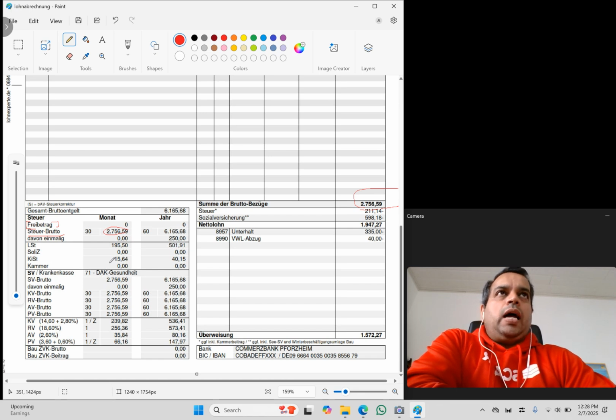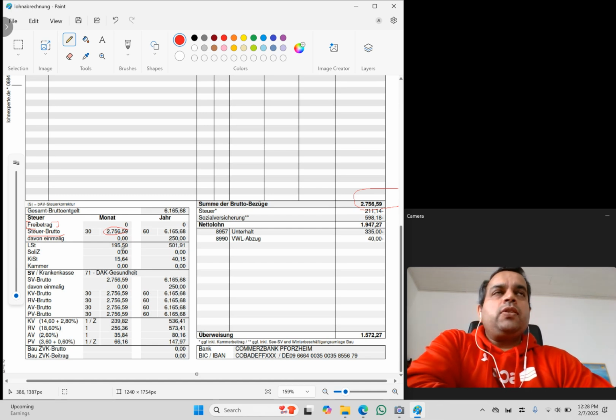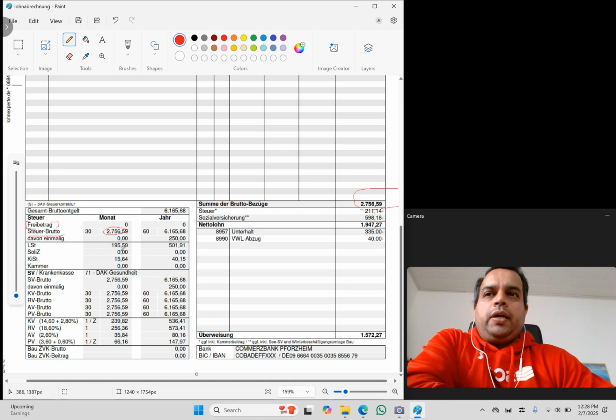For example, I am Hindu, and there is no tax for that. So if you are non-Christian, you don't have to pay this tax. At least for Hindus, there is no tax. I'm not sure about Islam, so I need to check that.